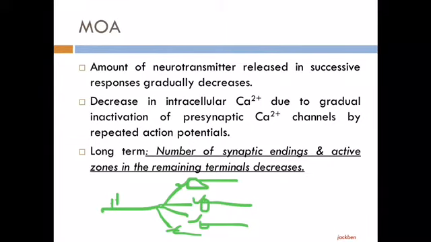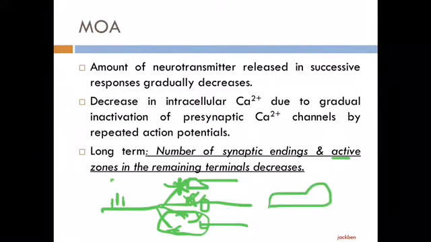On repeated habituation there might be a decrease in either 1 or 2 of the endings, right? Only 2 will stay, and out of those 2 staying, the number of active zones will decrease. It means the neurotransmitter released from this side, which was acting at the postsynaptic neuron at 3 sites, will now act only on 2 sites. So that is the long term effect.